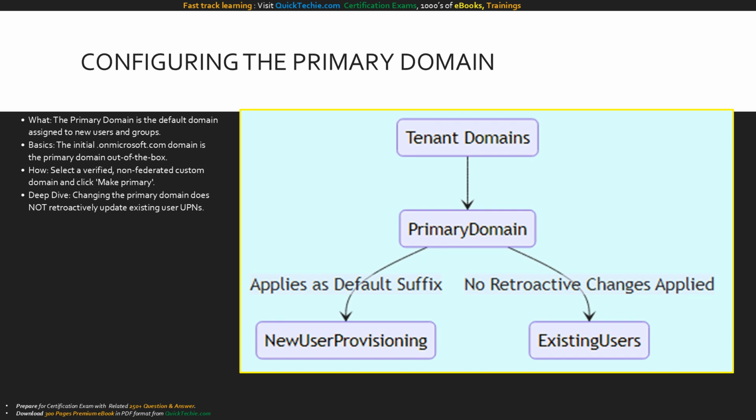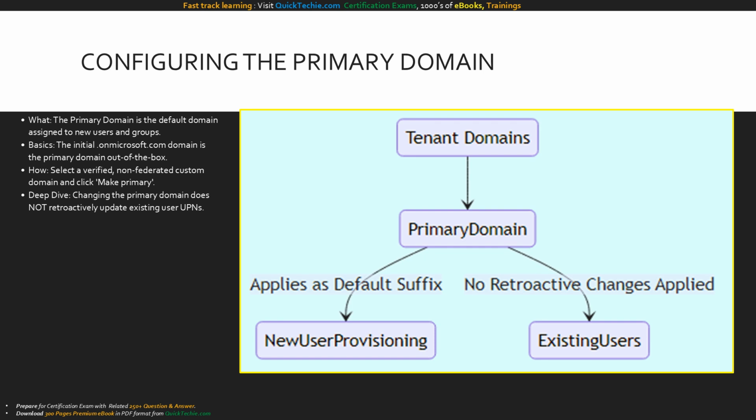Out of the box, your initial onmicrosoft domain is flagged as the primary domain. To streamline administrative workflows, you should change the primary domain to your main verified custom domain. You can do this easily in the Admin Center by selecting your verified domain and clicking Make Primary.